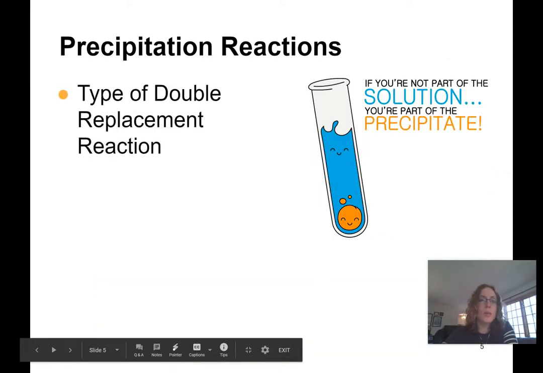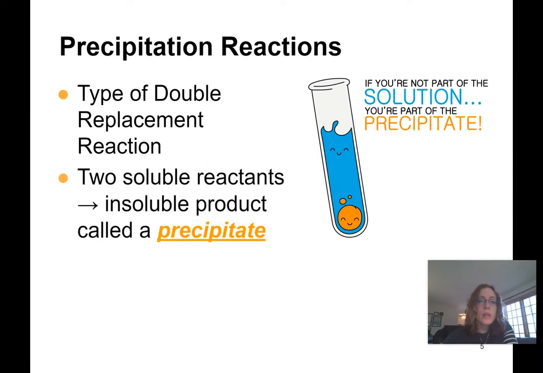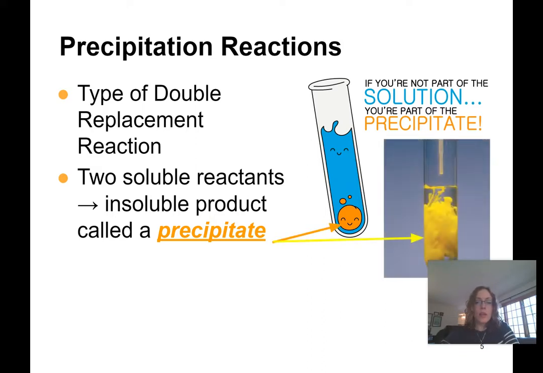This is a double replacement reaction because there are 2 ionic compounds, and this is a special kind of double replacement reaction called a precipitation reaction. In a precipitation reaction, you should already have this in your notes, but basically we have 2 soluble reactants. You saw the 2 beakers at the beginning, both were clear liquids because the ionic reactant had been dissolved into the water. But when you mix them together, one of the products is insoluble, and we call that a precipitate. In that reaction, the yellow powder that formed is the precipitate.